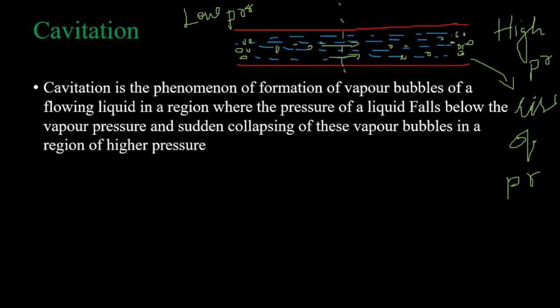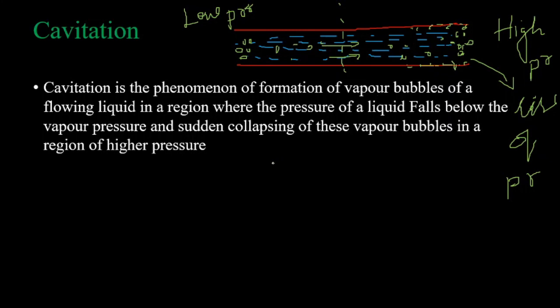So this rise of pressure in the high pressure zone causes heating action on the walls of this pipe. So it causes heating action on the surface of the pipe. Thus, due to the heating action, cavities are formed. So these cavities are formed and it will lead to cavitation. So the process name is cavitation.